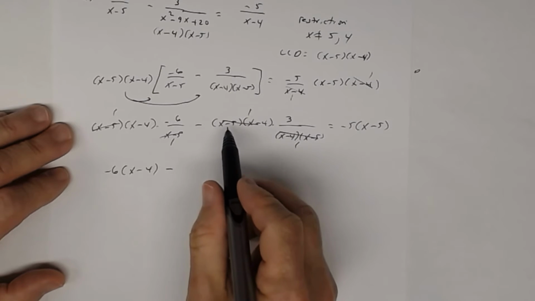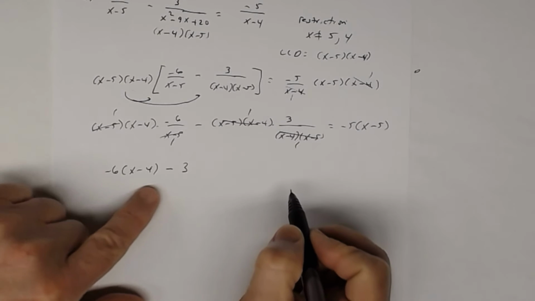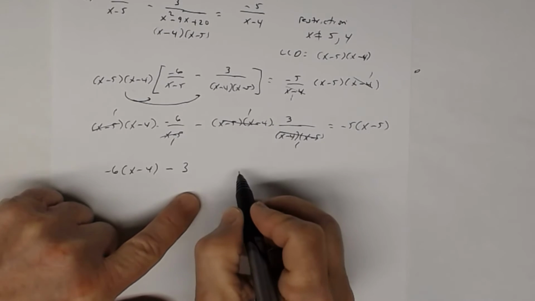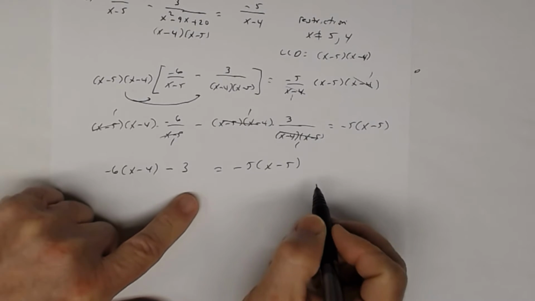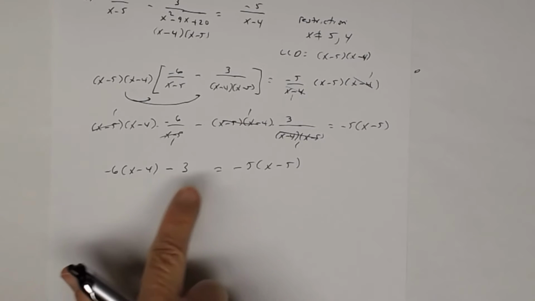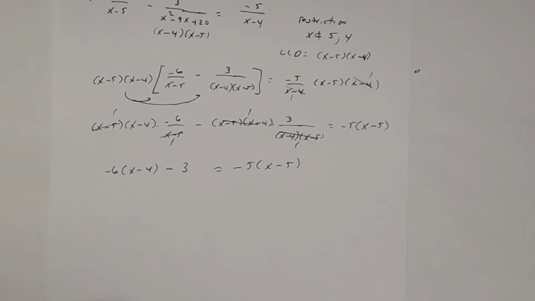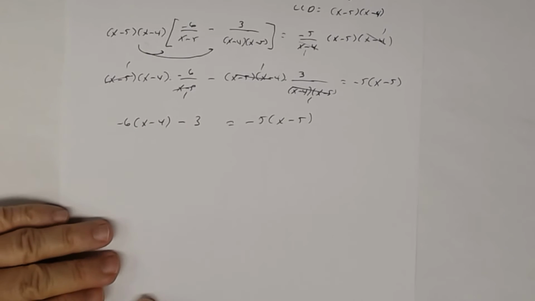And so you get just a negative, and then 1 times 3 is just 3. See how that looks? So this right here is just 3. Equal, I'm just going to leave it as negative 5 times x minus 5. All right, so that's where I'm at. Okay, so notice I ended up with an equation without any fractions. So now I have this nice linear equation, which is going to be easy to solve.